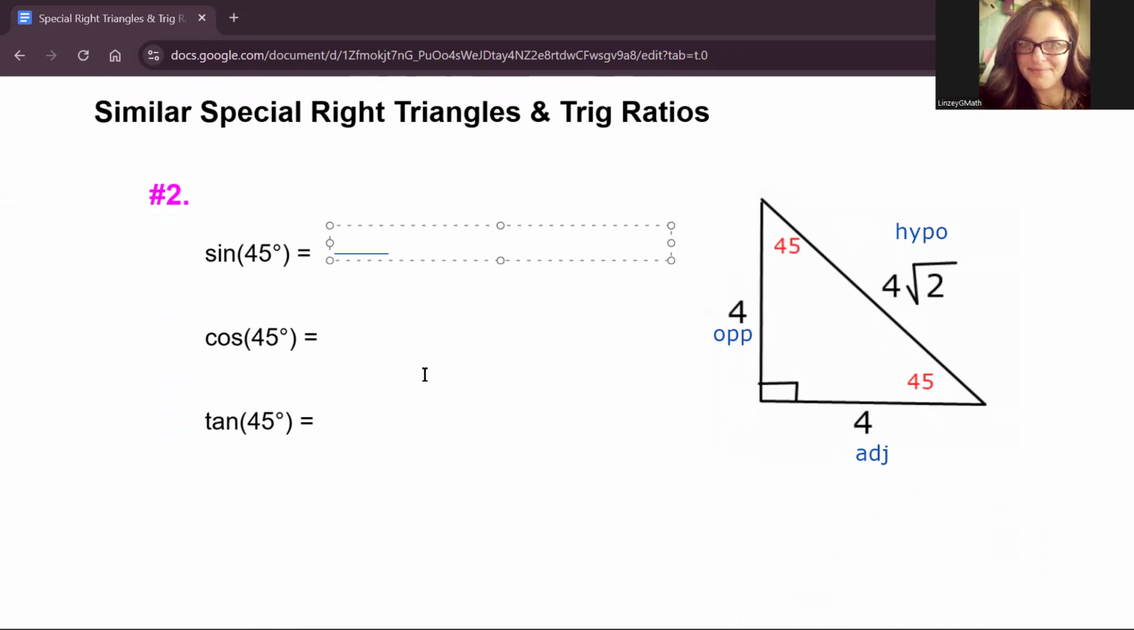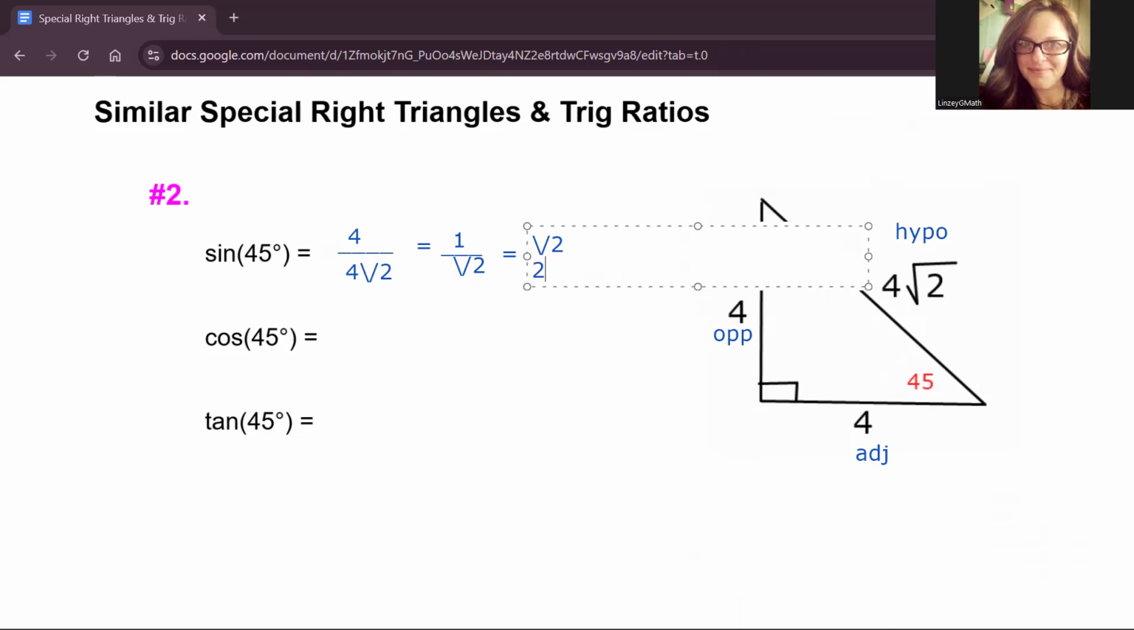Sine of 45 degrees, opposite over hypotenuse. 4 over 4 square root 2. The 4's cancel out, and we're left with 1 over square root 2, which we know rationalizes to square root 2 over 2. Sine of 45 degrees is always square root 2 over 2.